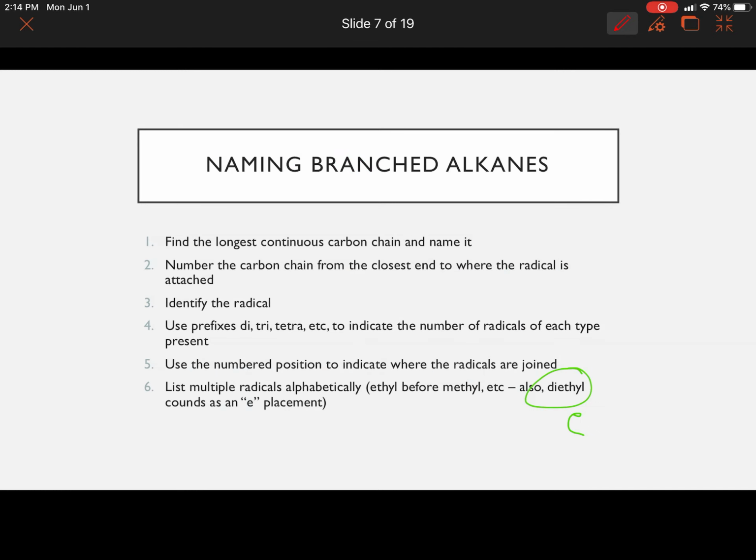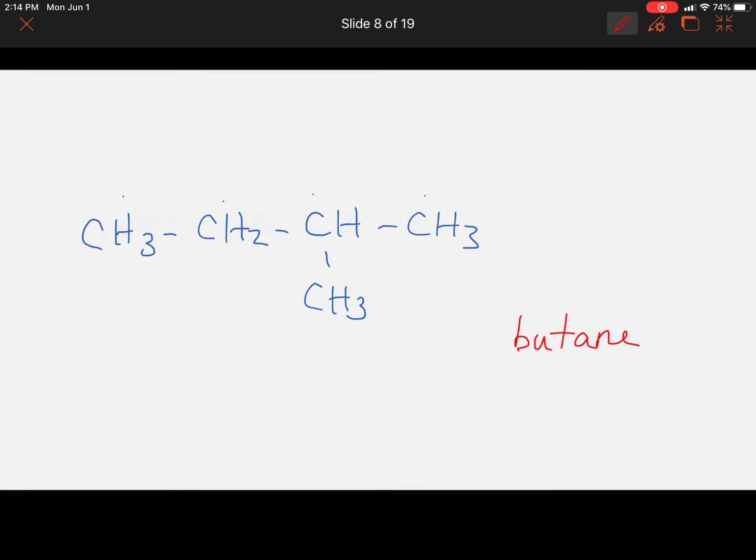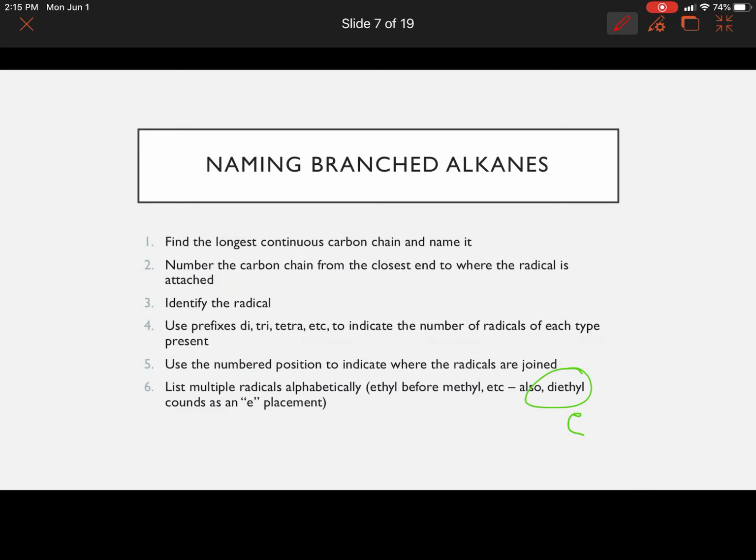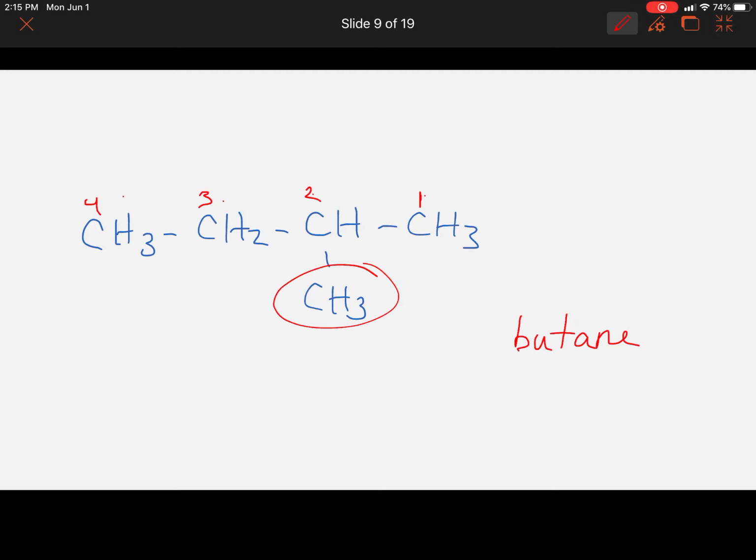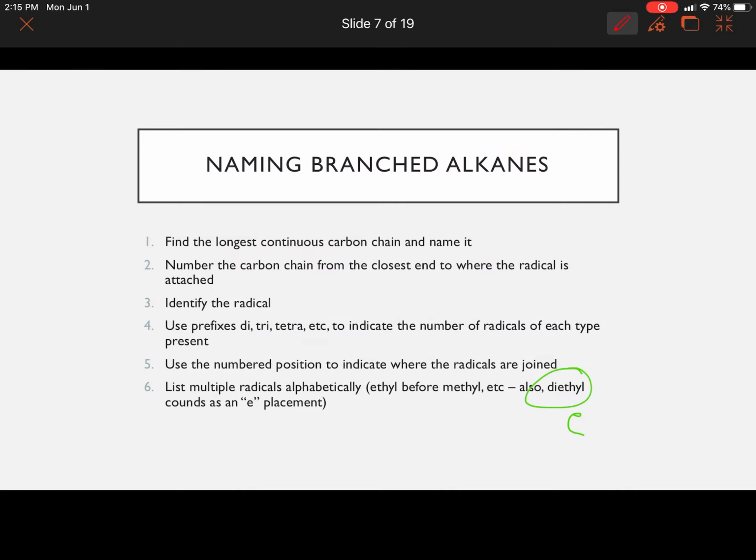Now, next rule. Number the carbon chain from the closest end to where the radical is attached. So this is the radical. I like to circle my radicals. Am I going to start numbering from the left side or the right side? It's going to be the right side. So 1, 2, 3, 4, numbering from the right to the left. What's my next step? Identify the radical. I've got one carbon here, so one carbon as a radical is going to be called methyl. So that is a methyl group.